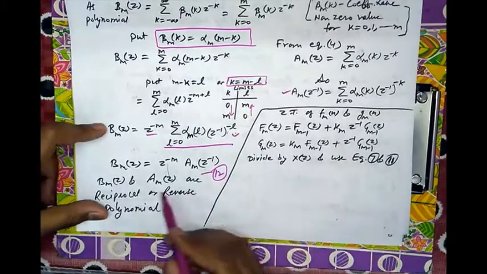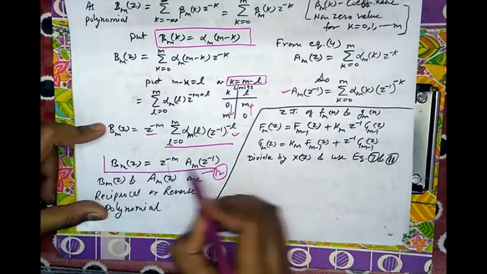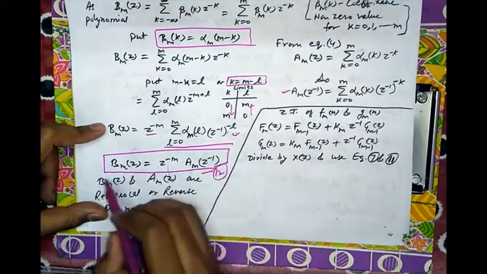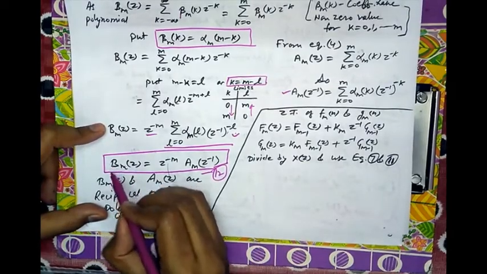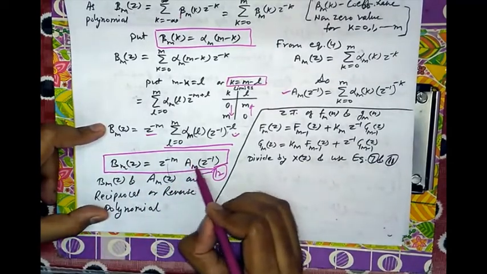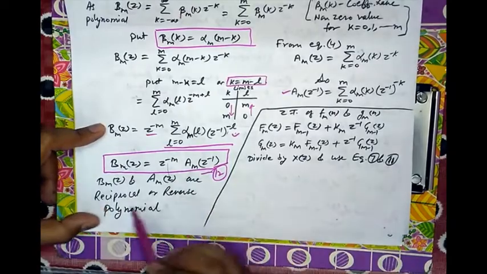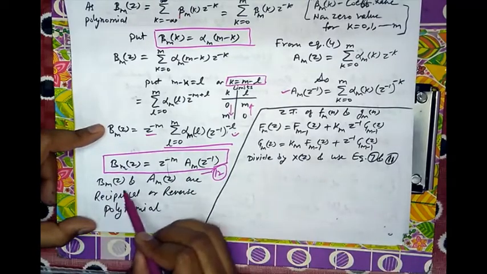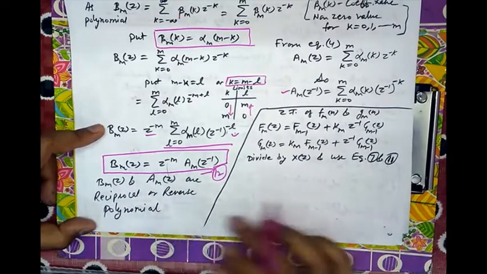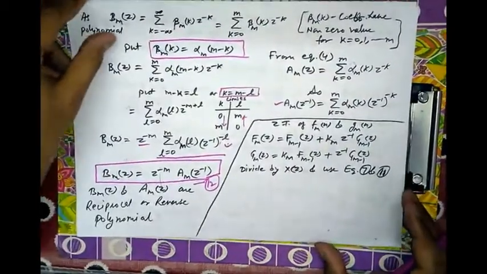So now by this equation, equation number 12, we got the relation between two polynomials, that is polynomial A_m(z) and B_m(z), and these are reverse polynomials. B_m(z) and A_m(z) are reciprocal or reverse polynomials, that is, the coefficients are in reverse order.